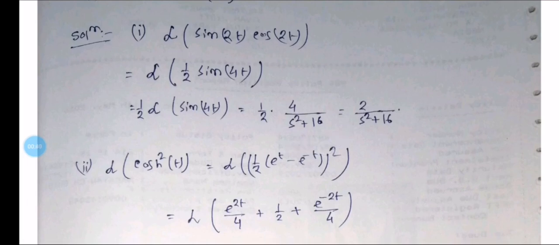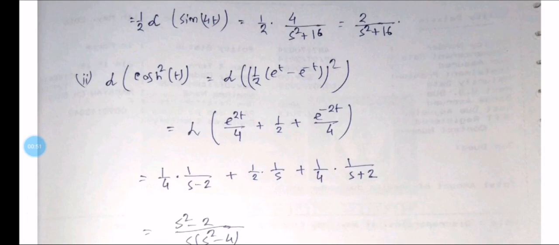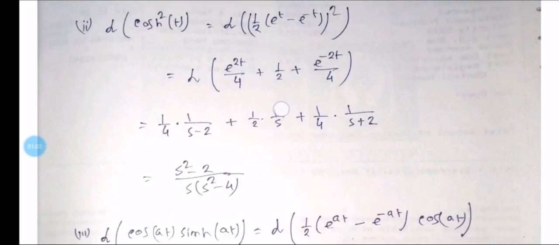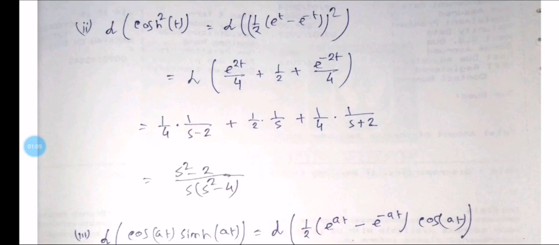If you have seen the box where all the Laplace transformations are listed, finally we will get 2 by s square plus 16. Similarly, the second one, cosh square t, we can write as half e to the power t minus e to the power minus t, the whole square, because cosh square is there, so we just apply the a minus b whole square formula, and we will get this term.